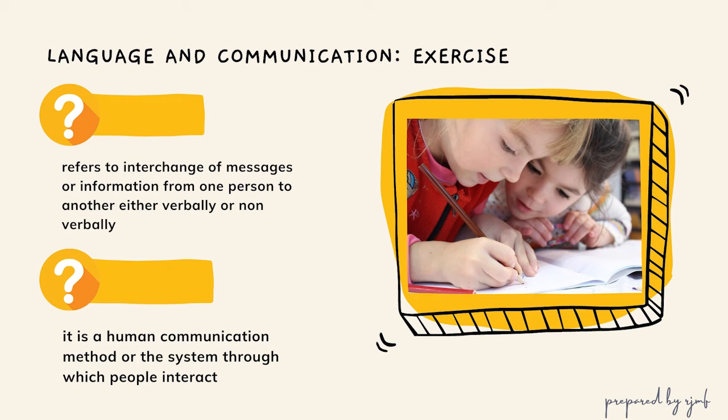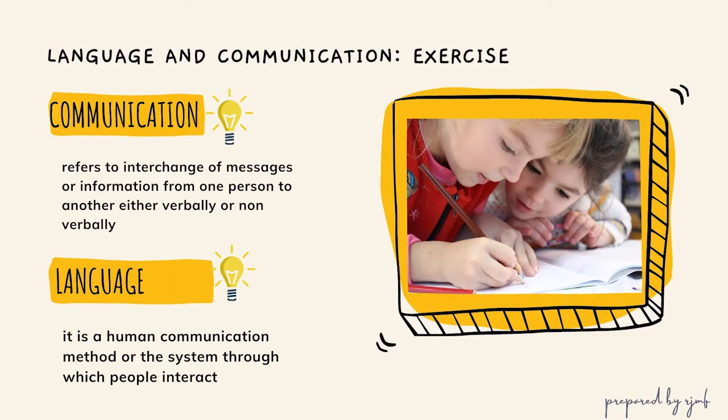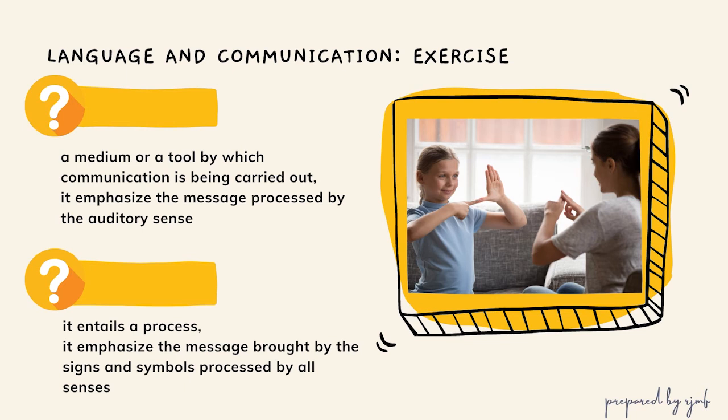Let us check the answers. Communication refers to interchange of messages or information from one person to another, either verbally or non-verbally. While language is a human communication method or the system through which people interact. How about the next? It refers to a medium or a tool by which communication is being carried out. It emphasizes the message processed by the auditory sense. And the other one, it entails a process. It emphasizes the message brought by the signs and symbols processed by all senses.